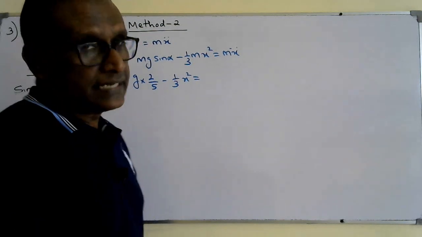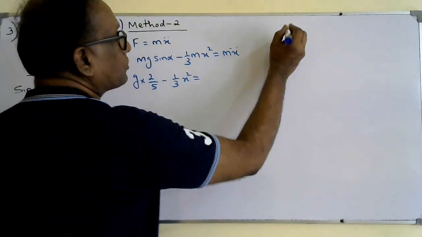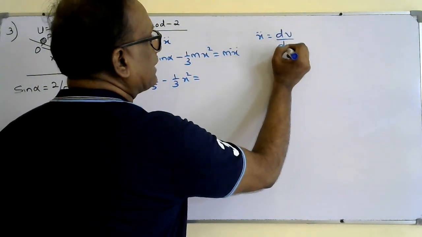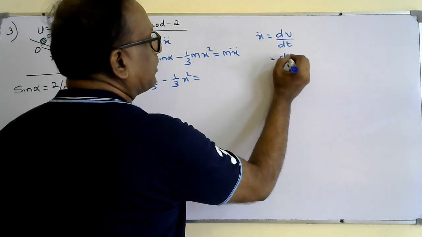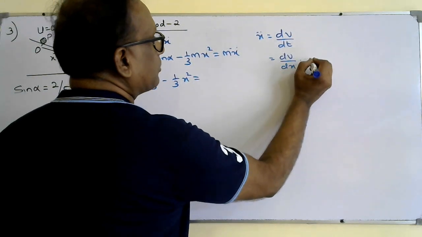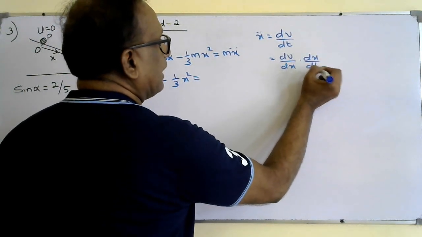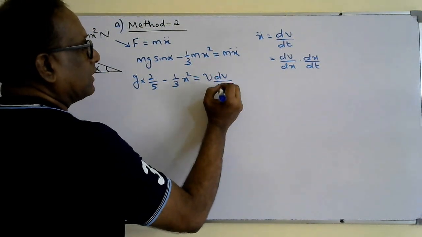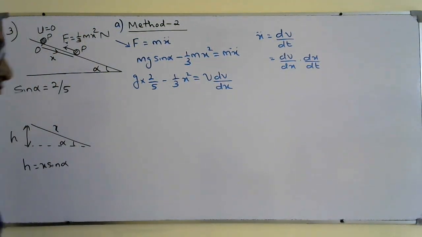So x double dot means dv over dt. We know that x double dot equals dv over dt, which is dv over dx times dx over dt. That is v dv over dx. So it's going to be v dv over dx.